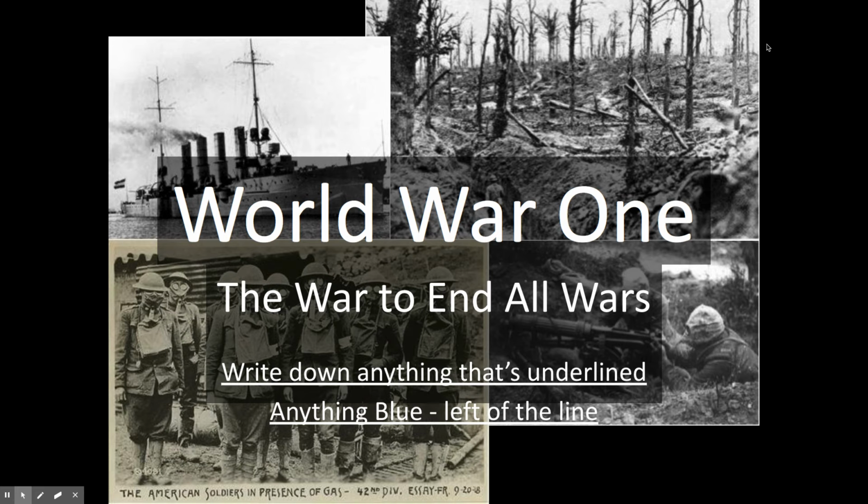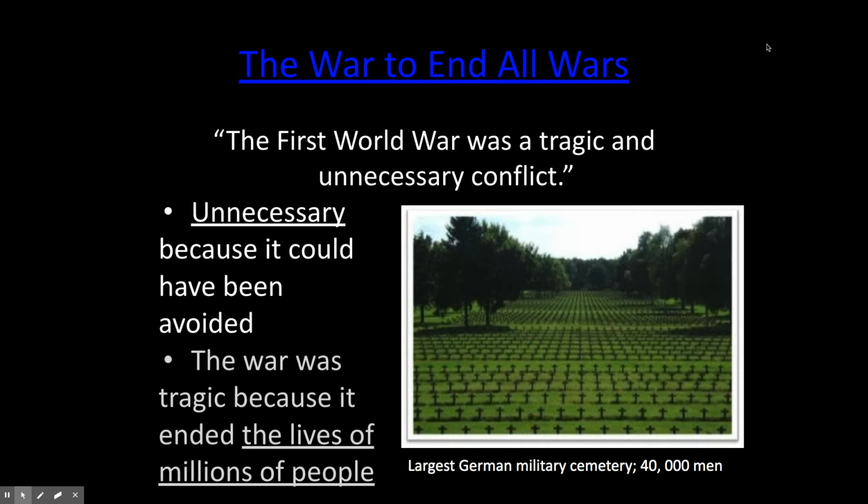All right, World War I. It's unnecessary, it's tragic. As you can see from this graveyard in Germany, this largest German military cemetery of 40,000 young men are buried, probably mostly young men. Some of them might have been older men. Some of them might have been boys. Maybe got a few women in there too. Regardless, they're all people. And they all lost their lives because of this war.